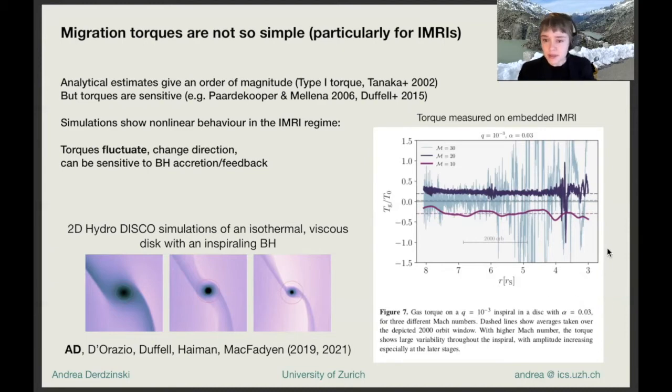And you can see that in some cases you have a positive torque, in some cases it's negative, and in other cases it's seemingly stochastically variable. This means that torques have a lot of nonlinear behavior in this regime. They can fluctuate, they can change direction, and they could also be sensitive to black hole accretion and feedback, because a lot of these torques originate from gas that's quite close to the black hole. And we do not include things like thermal feedback in these simulations.